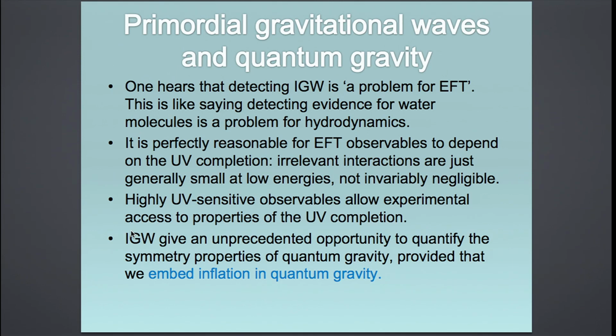Look, irrelevant interactions are not negligible interactions. They're just generally small at low energies, but they can matter. Eva gave the nice example of melting of a solid as a case which has a very dramatic UV sensitivity. Moreover, these highly UV-sensitive quantities are our primary opportunity. From the viewpoint of string theory, this is the real chance to learn something about the nature of fundamental physics, the nature of gravity, through cosmological experiments. So we shouldn't miss it by just ignoring the problem.